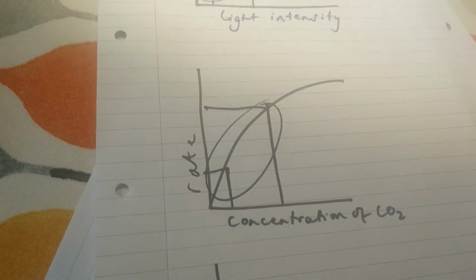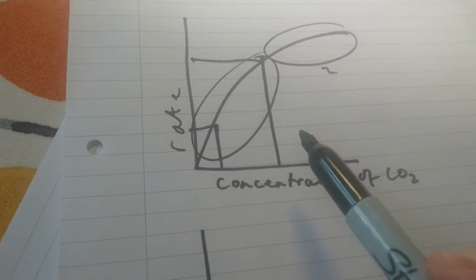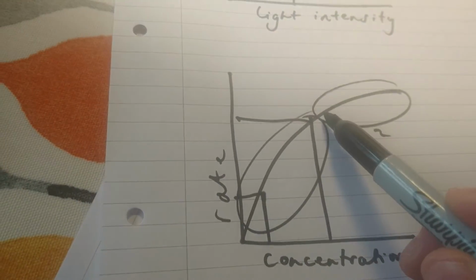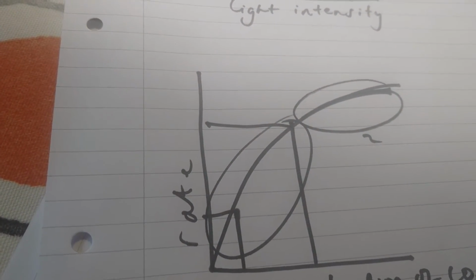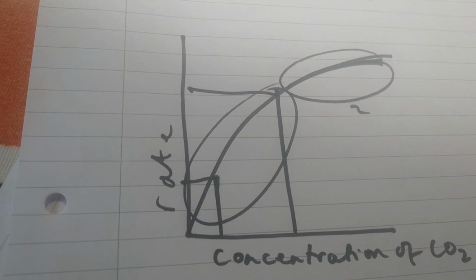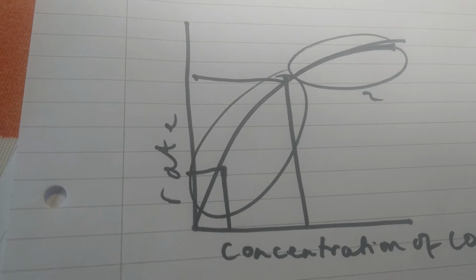the rate is higher. But all of a sudden, at point number 2, as I increase the concentration of CO2, the rate of photosynthesis doesn't increase anymore. So, at this point, I'll go for Murph. What is the limiting factor? Well done, Murph, that's right.